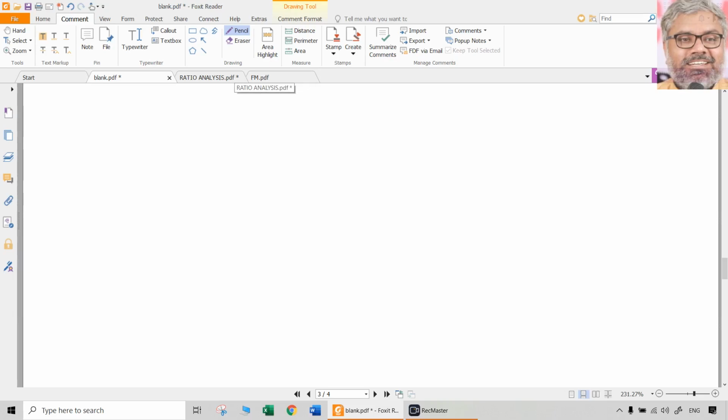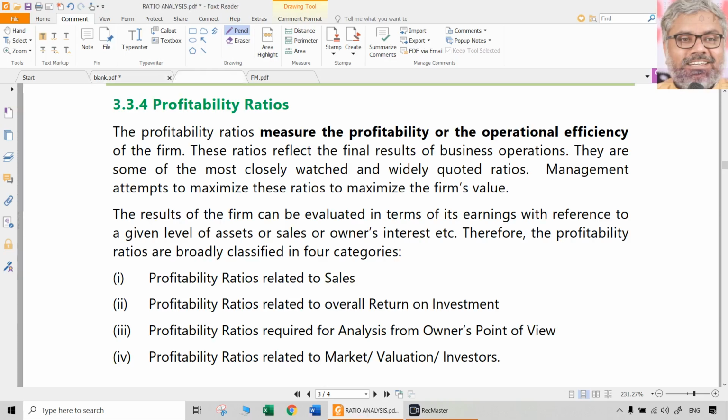Remembering the ratios, understanding them. Second, being flexible with the application of the ratios according to the information that is available and according to the requirement of the question. That's the key aspect of this particular chapter.